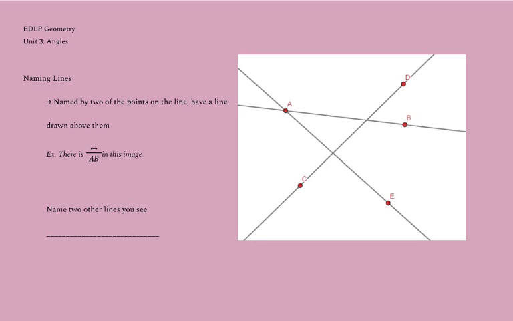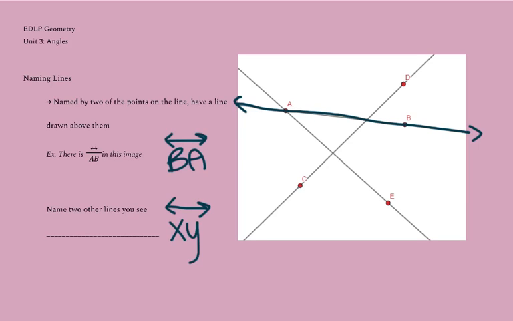Lines need 2 points. So it has to be 2 points that are on that line. And then we just draw what looks like a line symbol above it. So there's line AB right here, and we're to assume that it continues on forever. I can also call it line BA if I want. So there are two other lines in this image that you should be able to grab and name. And then make sure it has the right, what's called notation. Above it should be this little arrow and then whatever letters.